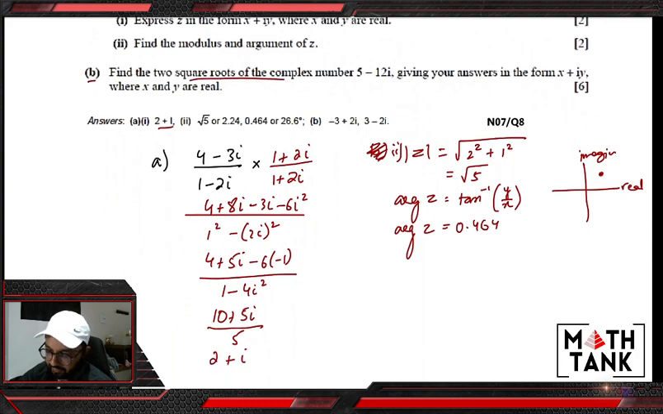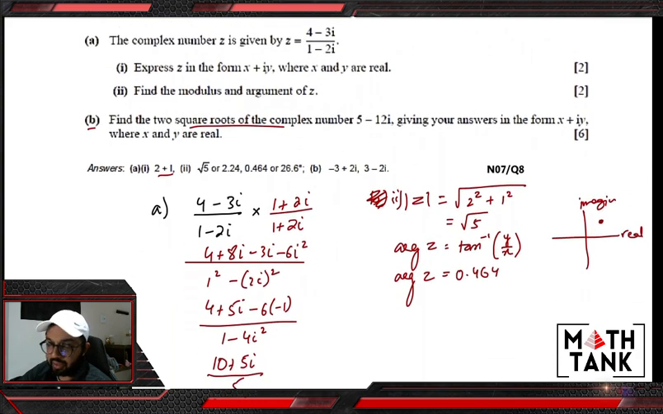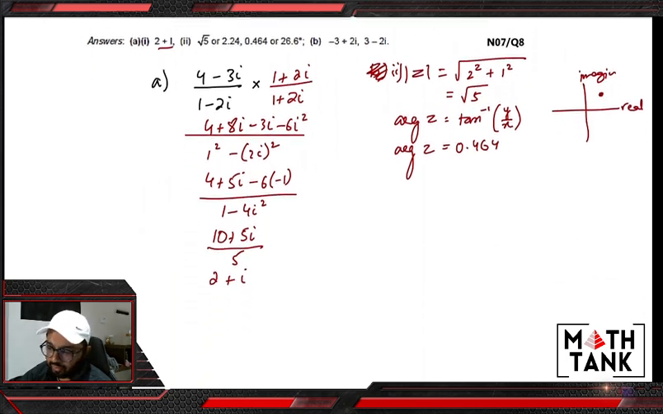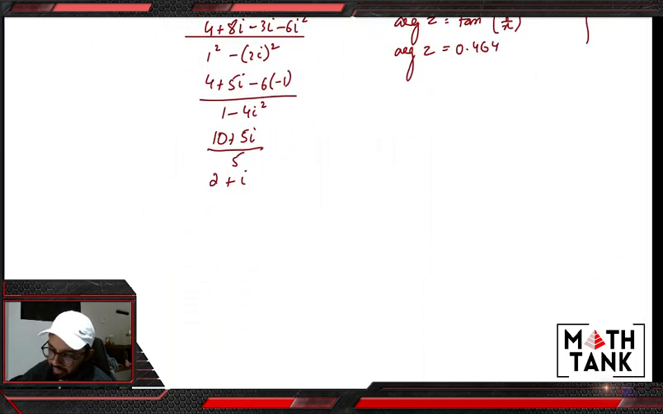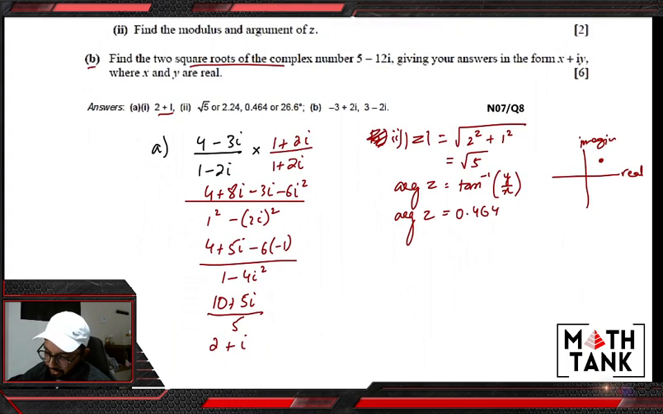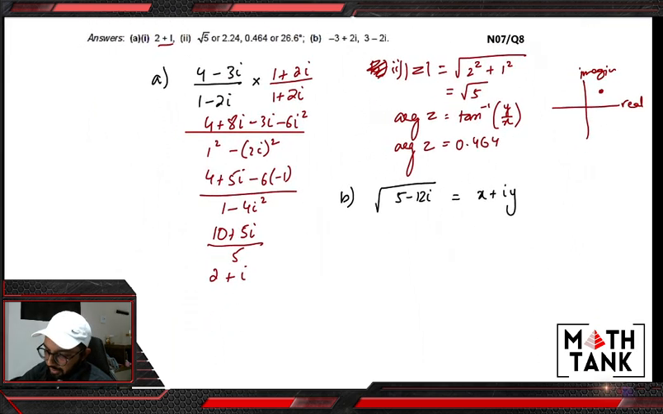Part B says find two square roots of the complex number 5 minus 12i, giving your answer in the form x plus yi. Now this is a tough question. Hopefully you've done that in the lecture as well. I'm going to try to do that. What I'm asking you is the two complex roots. So I'm asking you for the square root of 5 minus 12i, and I want you to express it in the form x plus yi. Now these questions are always done with comparison, so what you do is you square both sides and then you compare the real parts with the real parts and the imaginary parts with the imaginary parts.